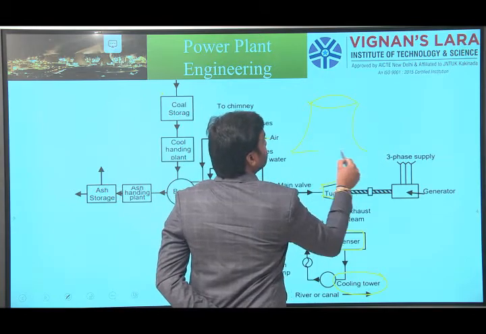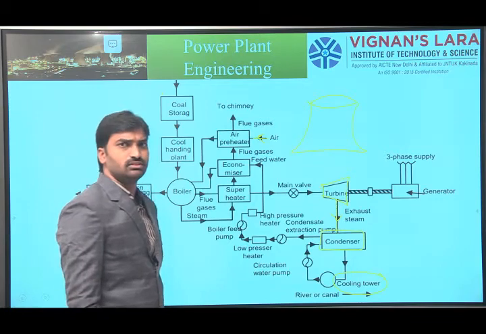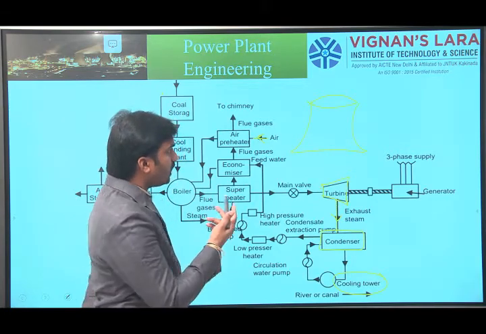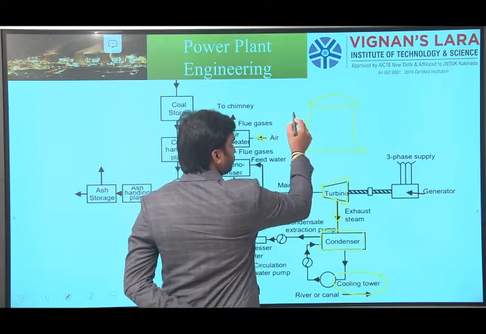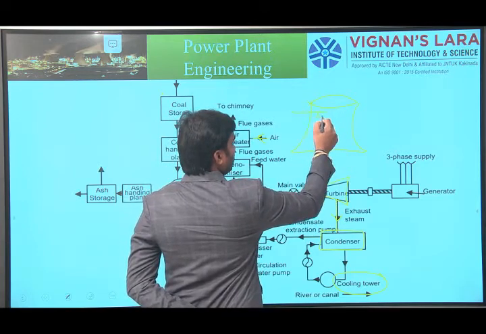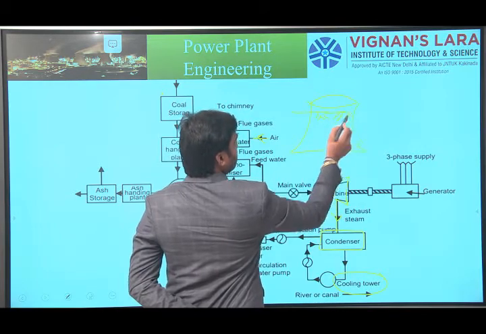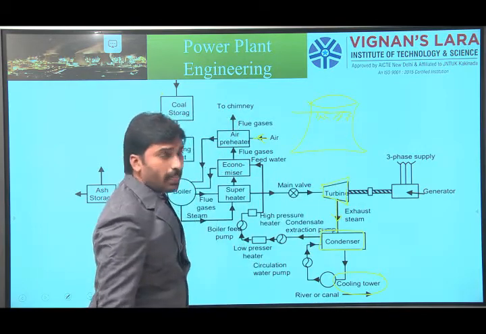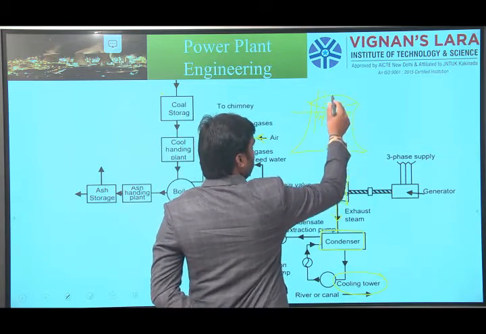So this is the structure of a cooling tower. Maybe it is constructed of cement materials. What is the function of a cooling tower? It is simple. Steam is injected here, hot water is injected here, and air enters from the atmosphere.